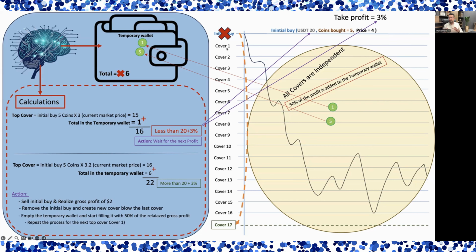Do the same logic and then cut cover 1 once we have enough money in the temporary wallet plus whatever we're getting from selling that cover. We're going to cut it and then realize the profit and create another cover below the lowest cover. In this case, it's going to be cover 18. I'm going to do that next for cover 2 and then cover 3, cover 4, cover 5, and so on until the cycle has closed completely, and then start all over again. This is simply how it is.